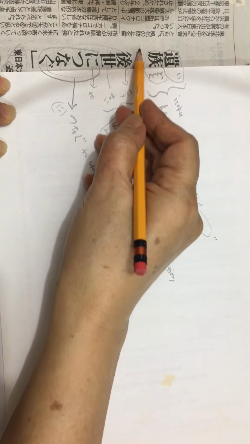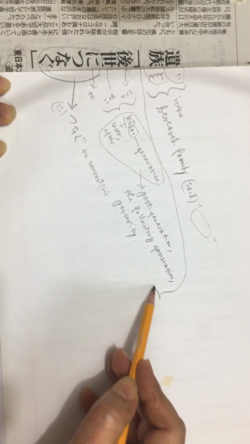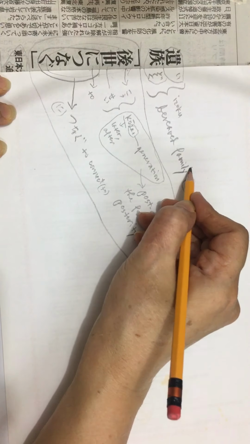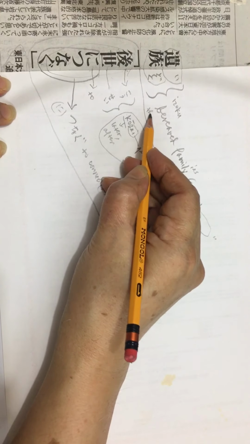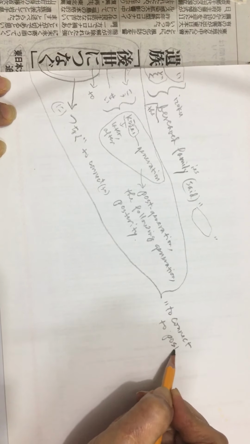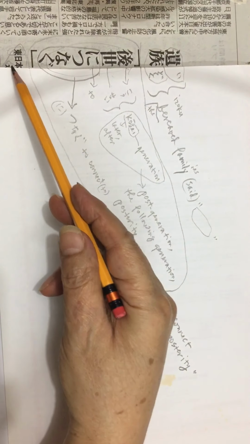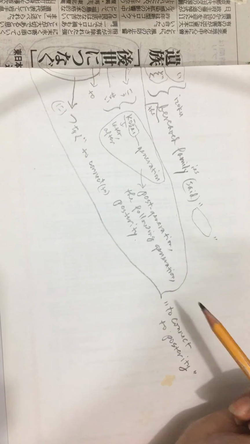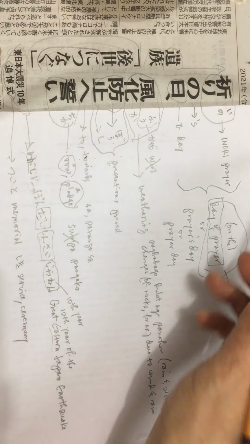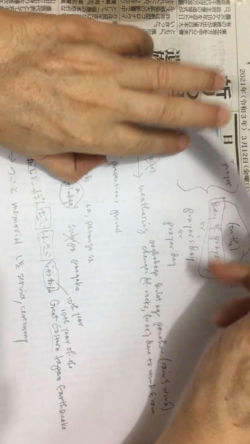So, the pledge is, what was pledged here, in all of this: the bereaved families, bereaved families pala, plural, di ba? The bereaved families said, to connect to posterity. Okay. That is what they said during the memorial service for the Great Eastern Japan Earthquake 10th anniversary. Okay? So, that's it. That's the headline of March 12, Manila Shimbun. Okay?